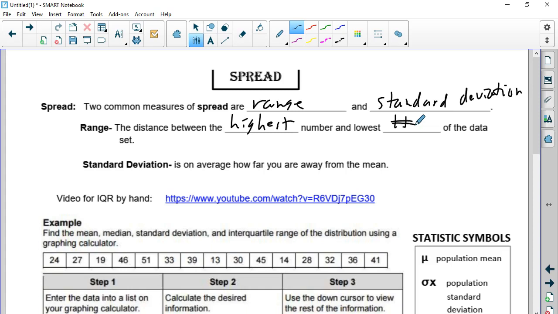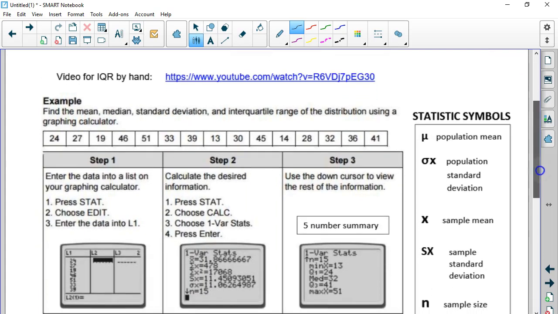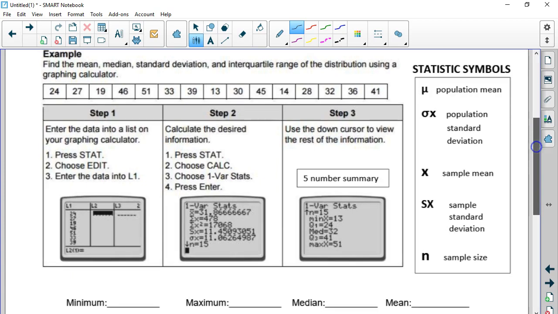And there's actually a video you can go to if you want to watch it. Now, using the calculator to find the mean, median, standard deviation, and interquartile range, IQR, using the graphing calculator, that's what that video is for. So this is going to take you through step by step, and we're going to practice this in class. So pretty much here you just have to watch.